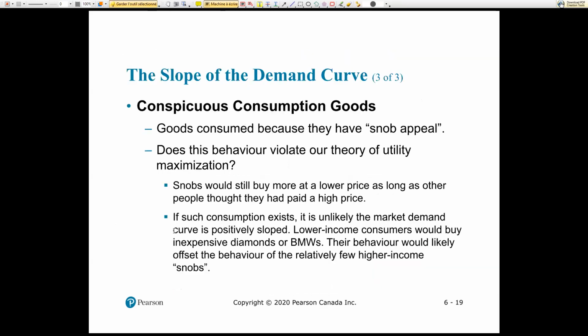Right. Oh yes, but here we are. So, conspicuous consumption goods. This is exactly what you were proposing there. These are goods consumed because they have some snob appeal. It would violate rationality, essentially, because you would think that if it's more expensive I consume less, but it doesn't, because there are so many other things going on.